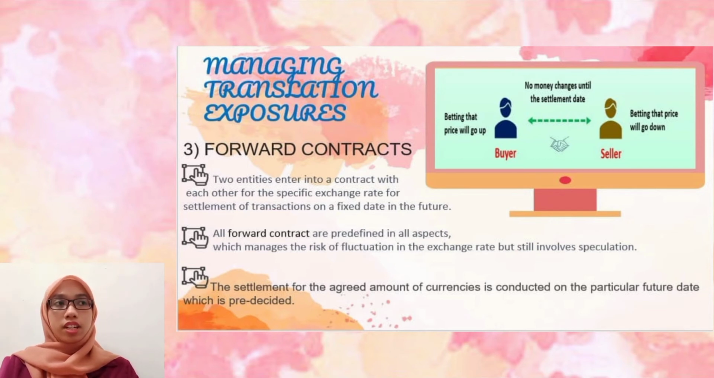For physical delivery, the long pays the agreed upon price to the short and receives the underlying asset from the short. And for cash settlement, the buyer receives the difference between the market price and the agreed upon price. If the market price is higher than the agreed upon price on the date of settlement, the cash settled forward is also known as a non-deliverable forward, which is NDF.